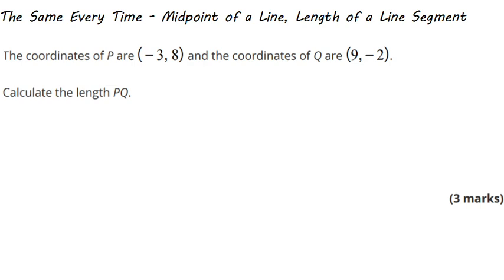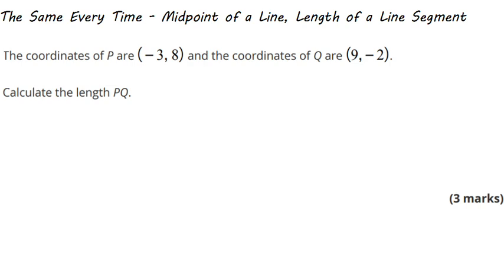And here's our exam question. The coordinates of P, point P, are -3, 8. And the coordinates of Q, point Q, are 9, -2. Calculate the length PQ. So this time, midpoint of a line, length of a line segment. We're looking at the length of the line joining together the point P with the point Q.